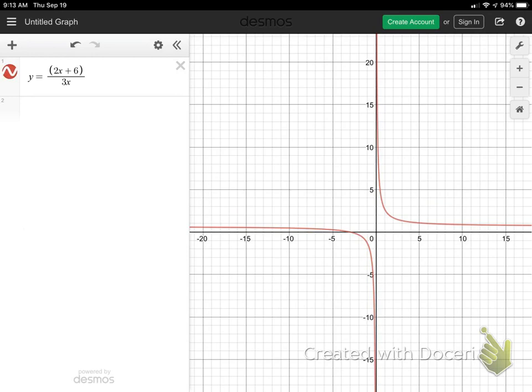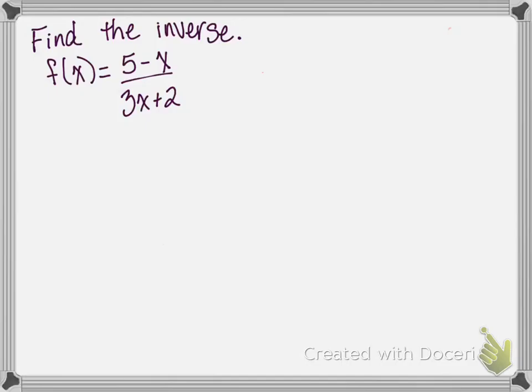But it never gets there. So this is a one-to-one function, even though it looks very vertical, it's not quite vertical. Okay, so those are some graphs.